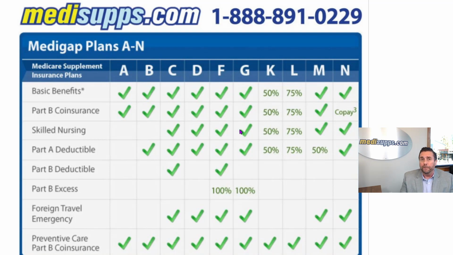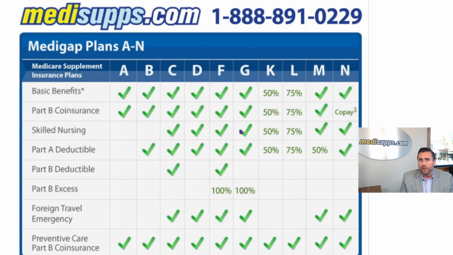But if you don't want to fiddle with any kind of copays or deductibles or miscellaneous expenses, then Plan G, you'll have one deductible. Plan G is the way to go. So it's going to be between those two. And again, we could talk about your current situation when we talk on the phone and match up whether Plan G or Plan N is going to be a better match for you.